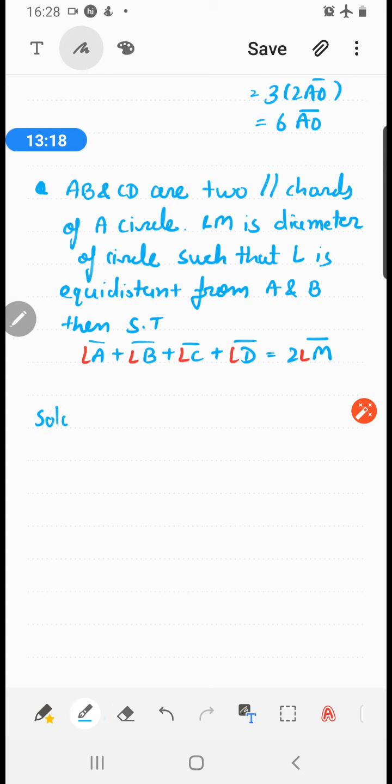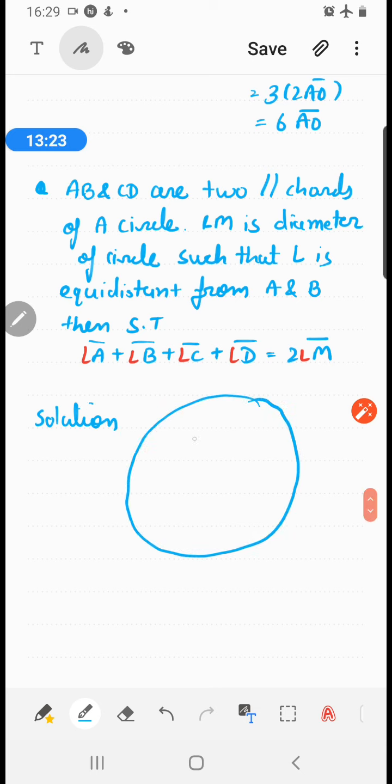So in the solution, let us draw a circle. Now they are saying that there are two parallel chords, AB and CD. Now the most important part of the diagram is drawing LM. If you see, where should LM be?